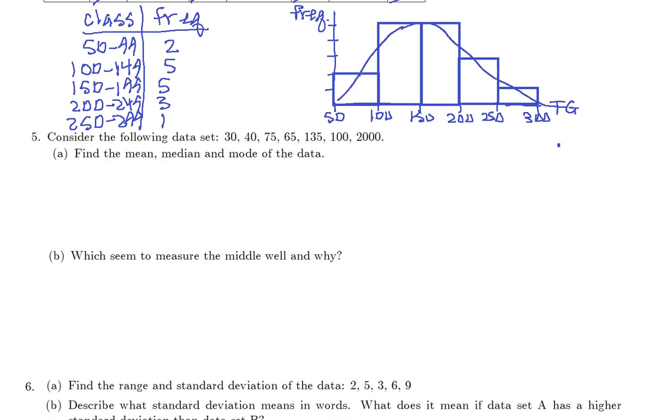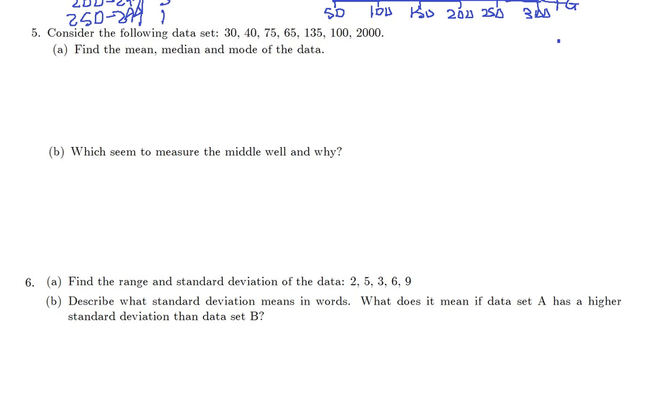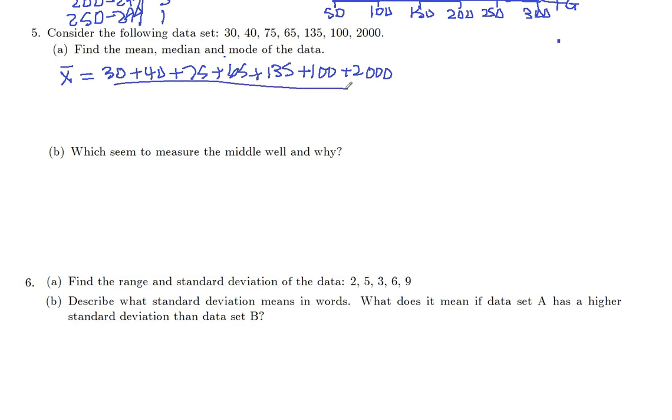All right, number 5. We've got some data here, 30, 40, 75, 65, 135, 100, 2000. We're finding mean, median, and mode of the data. So your mean, X bar, we'll assume this is sample data. You're just going to add things up here. So 30 plus 40 plus 75 plus 65 plus your 135, 100, and 2000. And we are going to divide by 2, 4, 6, 7.